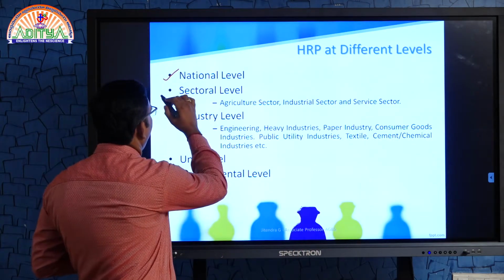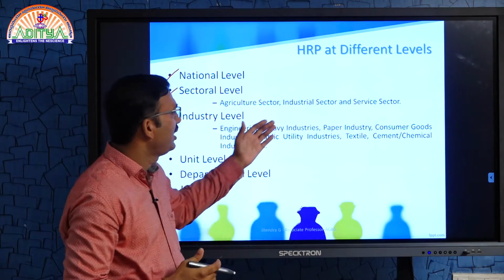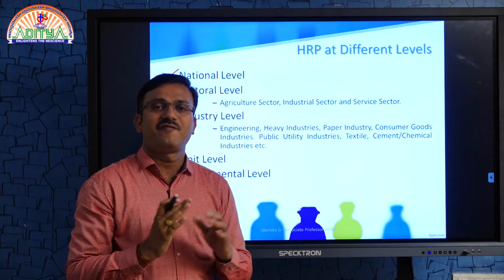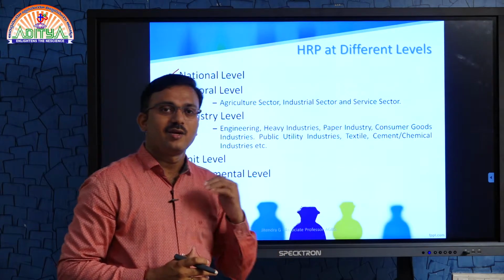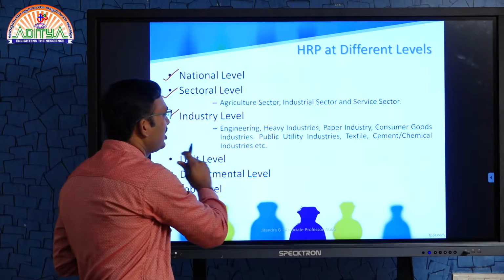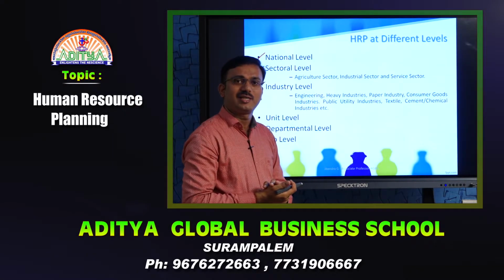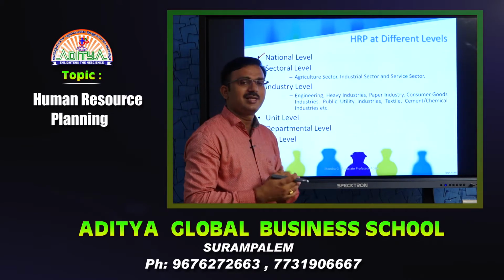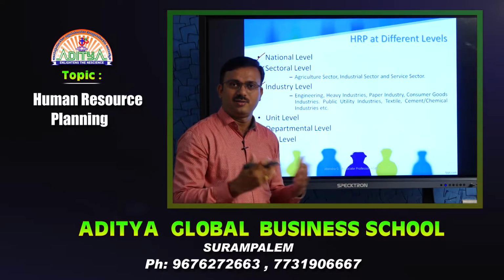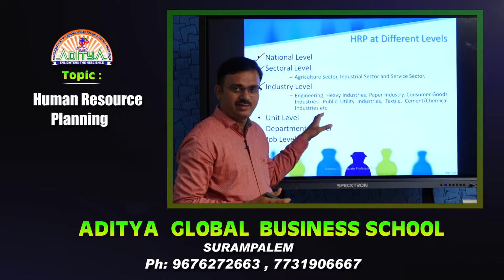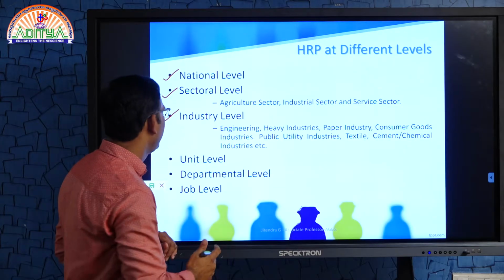Second is the sectoral level. This sectoral level is categorized into 3 different sectors: agriculture, industrial and service sector. Depending upon the kind of sector, they are planned as per the requirement of qualities and qualifications. Next is industry. Industries are categorized into various types like engineering, heavy industries, paper industries, consumer goods, public utility, textiles, cement, chemical. One size doesn't fit all. That means one qualified person is not suitable for all jobs. Depending upon the industry, the qualifications may change. That is why we can plan at the industry level also.